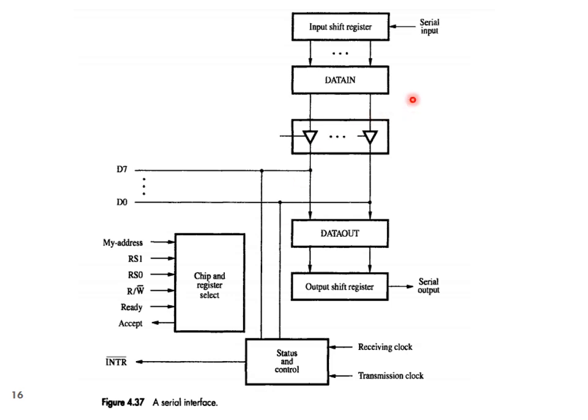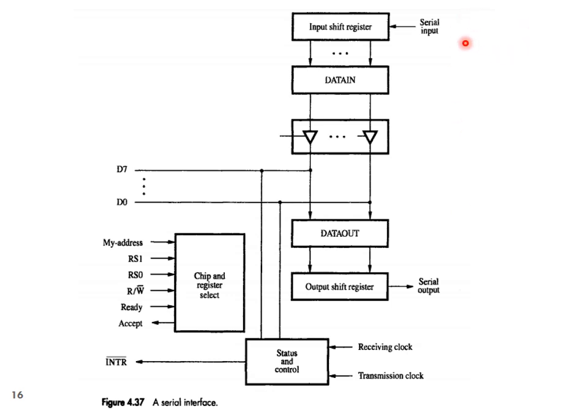This is the circuit diagram for a serial port. The components remain the same. The only difference is the introduction of two new shift registers, the input shift register and the output shift register, for conversion of data from serial to parallel or parallel to serial form. So here we have the data in register for receiving input coming from an input device, and the data out register for sending the data to an output device. The only condition is the data should be in serial form.